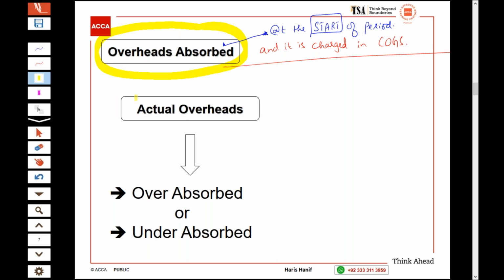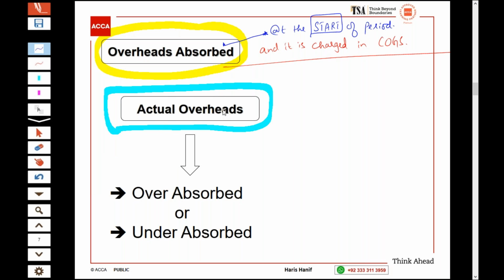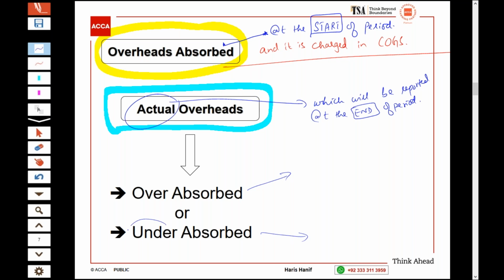All right. Now, what is actual overheads? Actual overheads is something which will be noticed, or you can say which will be reported at the end of the period. It is at the end of the period, and obviously there is a difference between your estimation and the real overheads. The overheads cannot be the same as what you had estimated and what was actual. So there is something over absorbed, and something under absorbed. Under absorbed and over absorbed.